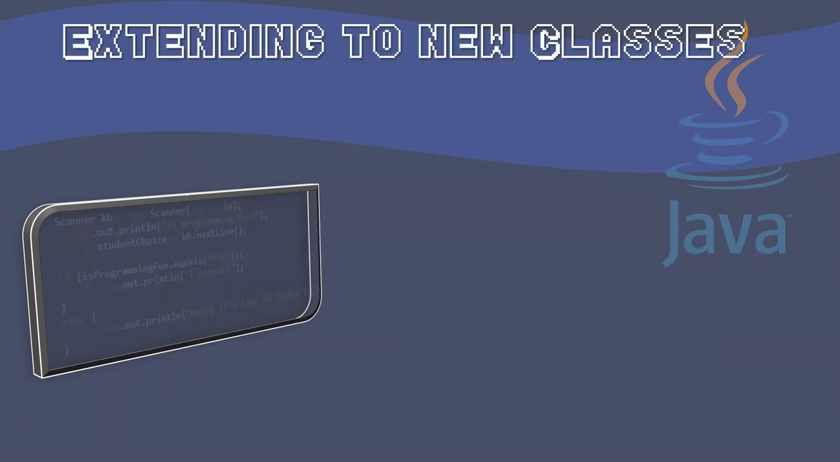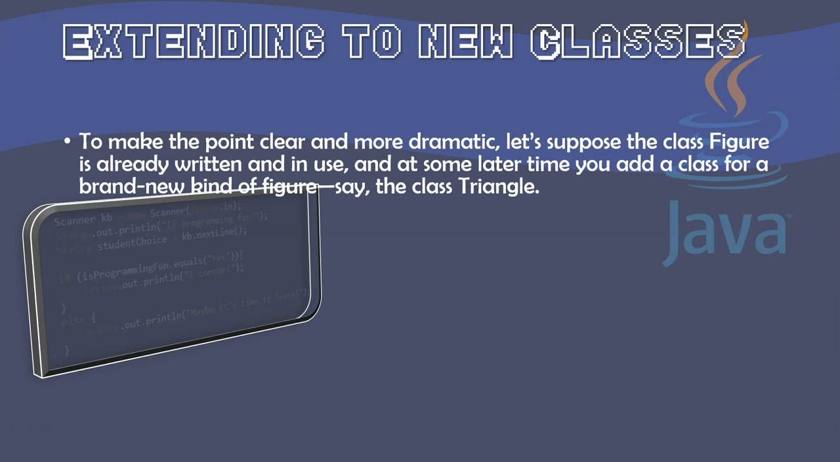And that starts coming when we start extending this out to new classes. So let's just make the point a little bit more dramatic here. All right, we'll dial it up to 11. Let's just say we have the class figure that's already been written, and it's in use in our code, and some later time down the road, we say, hey, we need a new class to come along, a brand new kind of figure. Let's just say we're going to add triangles into our program.